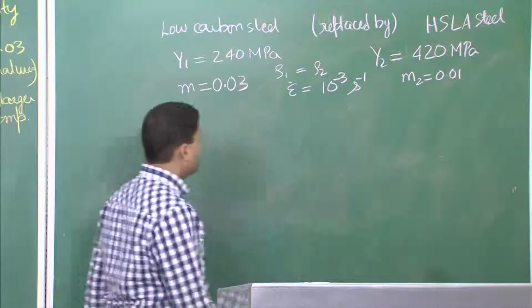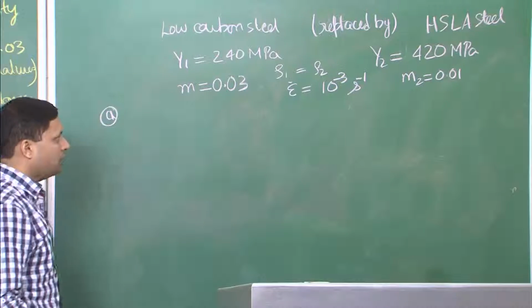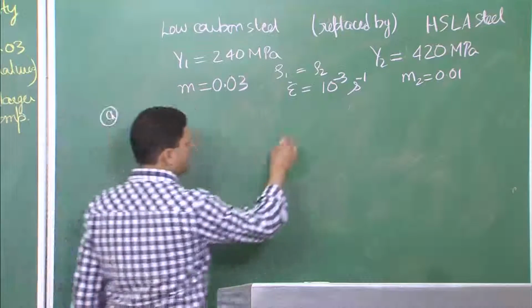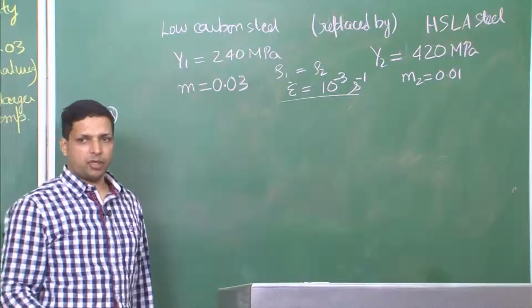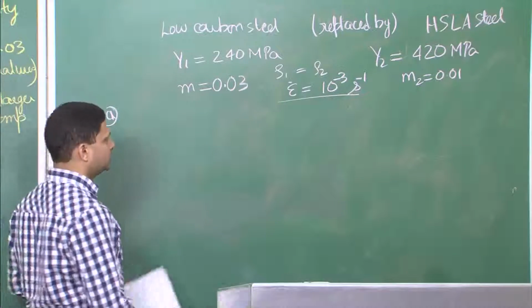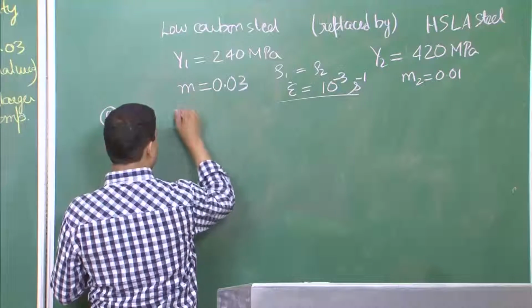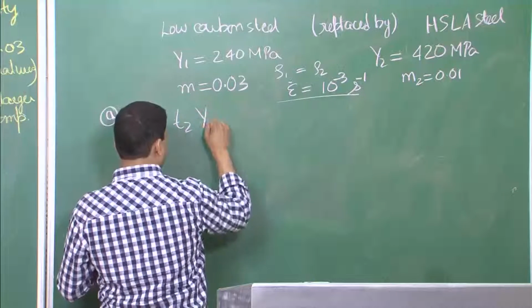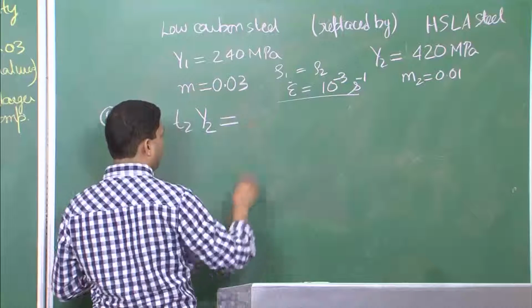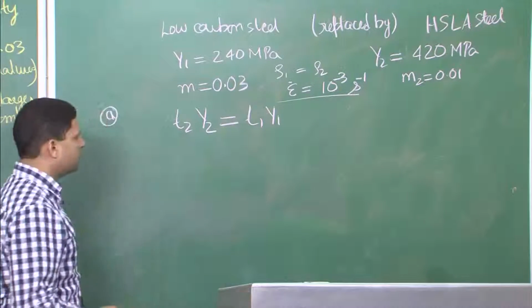Now, the first question is: if you assume that this is the strain rate that is required, how much weight percentage will you gain? Okay. So, let us say we have T2, which is the thickness, and Y2 T2 is equal to T1 Y1. How do I get this?